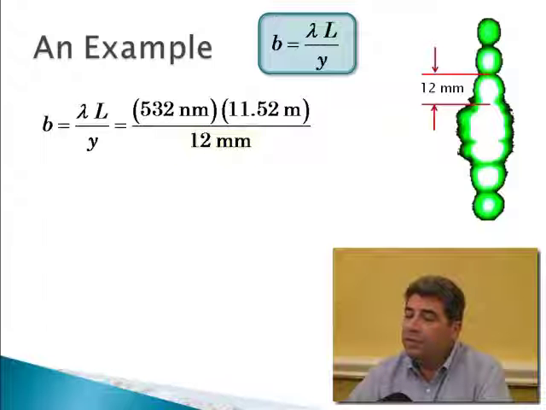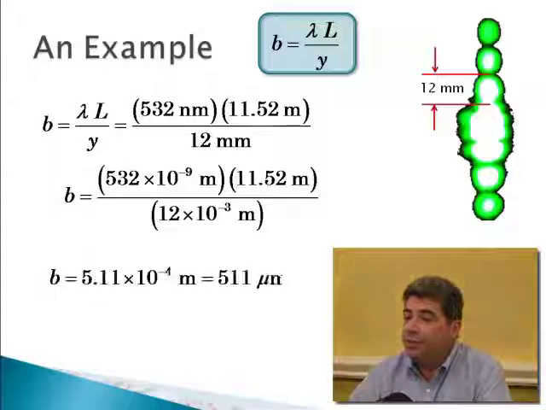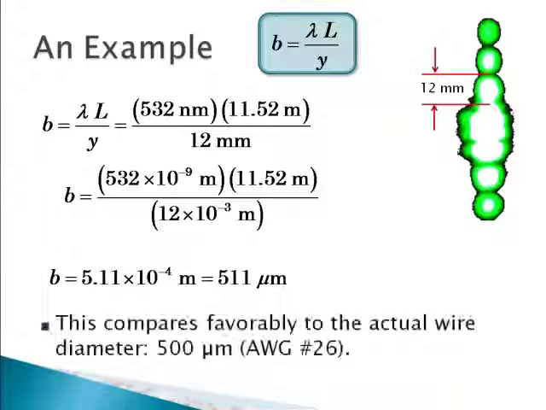Putting everything into this equation and carefully working with units, make sure that all of our units of length are in meters. We do the calculations and we ended up with 511 micrometers, which compares very favorably with the actual wire diameter, which was 500 micrometers.